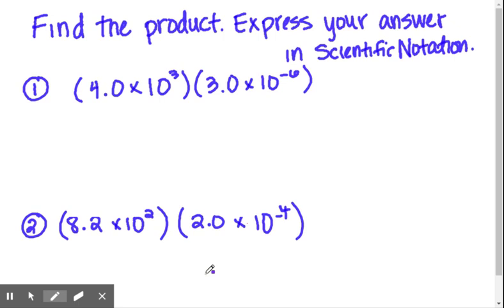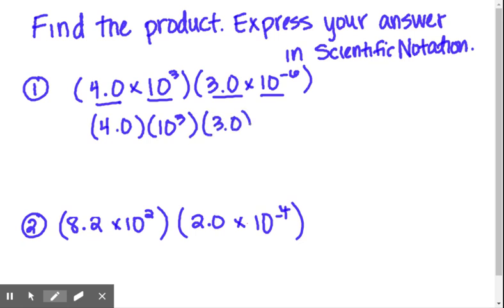All right, so today we are going to find the product of numbers that are written in scientific notation and then write our answer in scientific notation. So the first thing we want to do is we understand that all of these things are being multiplied. So let's change the way it looks a little bit. Now, because we have properties of exponents, that's going to help us in this multiplication.